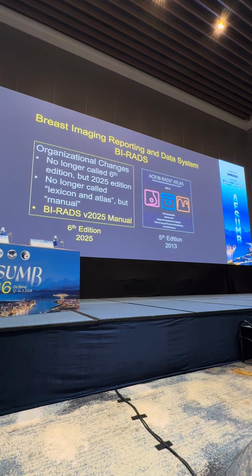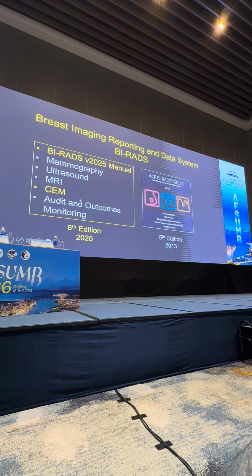To be aligned, similar to Hi-RADS, LI-RADS, Lung-RADS, etc. So V 2025 is no longer called a lexicon and atlas, but it's called a manual, because it has a lot of patient management discussions, not just pictures and words. So it's the BI-RADS V 2025 manual. And in it, of course, we have mammography, we have ultrasound, we have MRI, and excitingly, we have something else now, CEM, contrast enhanced mammography.